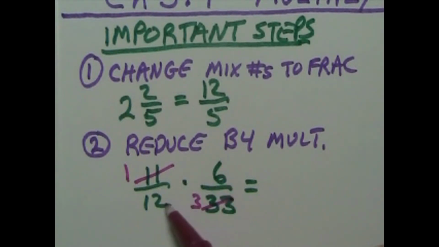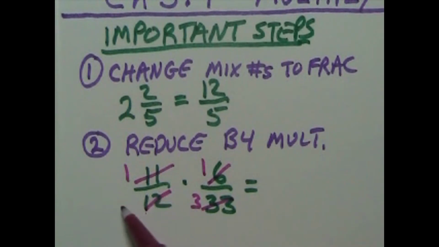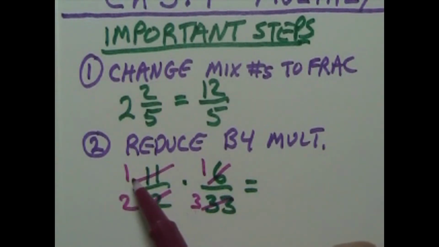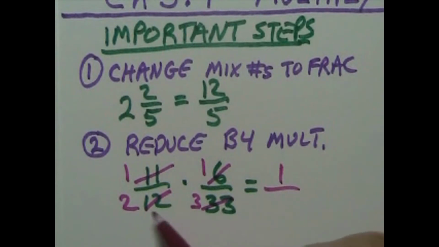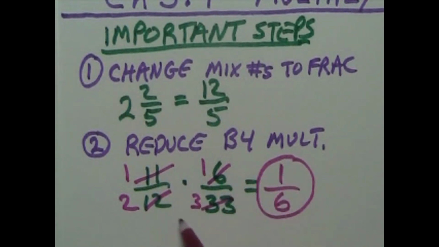And also 6 goes into 12. 6 goes into 6 once, and 6 goes into 12 twice. So I reduced everything, and now I just go ahead and multiply. 1 times 1 is 1, and on the bottom 2 times 3 is 6. See that? We reduced before we multiplied. Otherwise we'd have 66 over some big huge number.